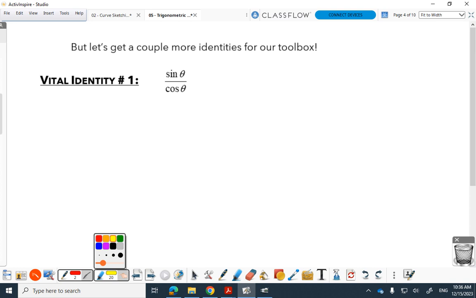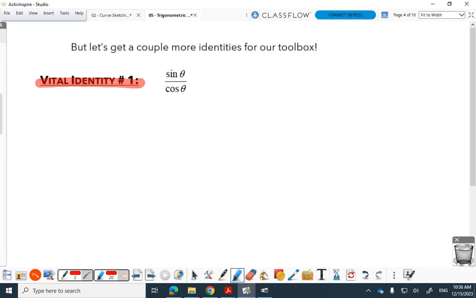Always getting a red highlighter out. That means it's important. Oh, wow. It's not thick enough. That's not a highlighter. Yeah, I know. Highlighter. Red. Money, buddy.